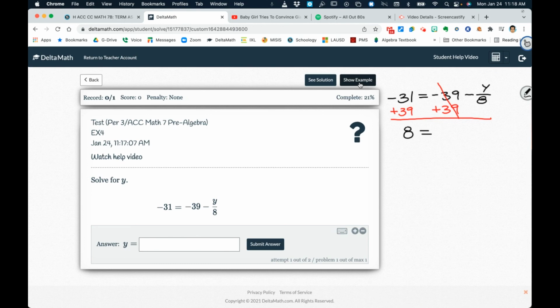Y over negative 8. You know, that minus, bring it to the denominator number, and then just multiply by negative 8. These cancel. Negative 64 equals y. And we got negative 64 here.